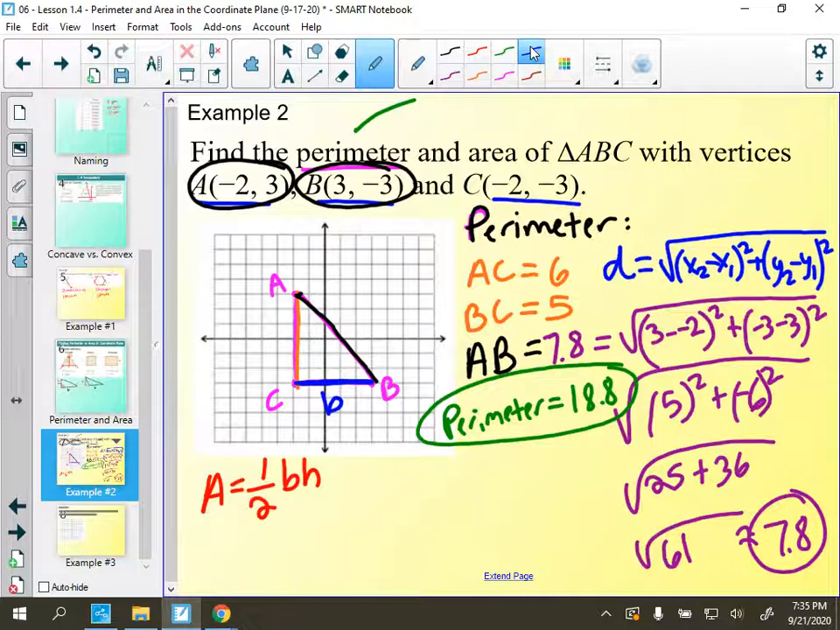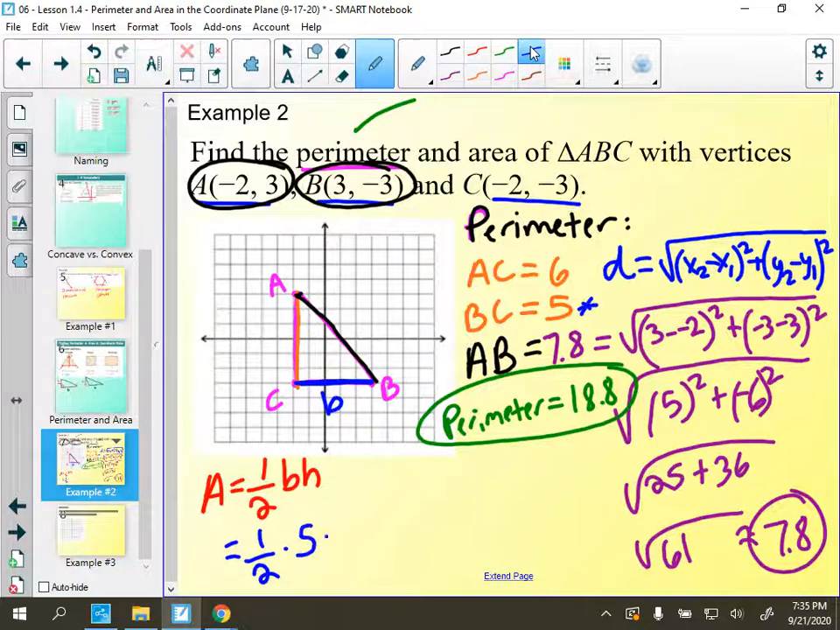So going back to some of the figures we just made on the previous slide, if I call this my base, I know that BC right here is 5. So I'm going to start filling in some of this formula here. 1/2 is just part of the formula. BC, our base, is 5 units long.